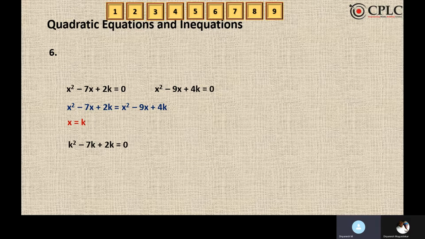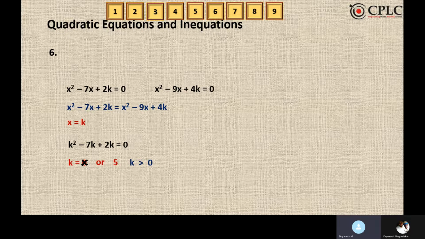So when you substitute that in the first equation, this is what you will get: k² − 7k + 2k = 0. When you solve that, you will get the value of k as either 0 or 5. But if you remember the last line of the question, it said that the value of k is greater than 0. And that obviously will tell us that k cannot be equal to 0. That means k has to be equal to 5.